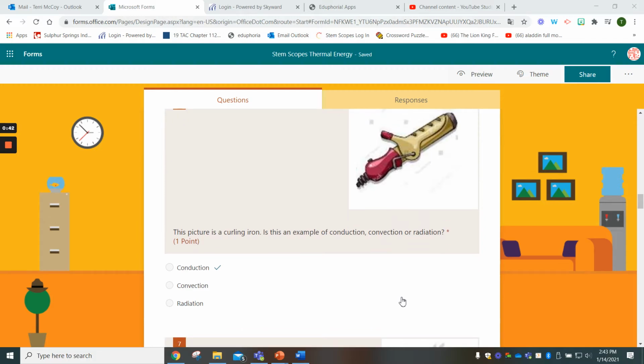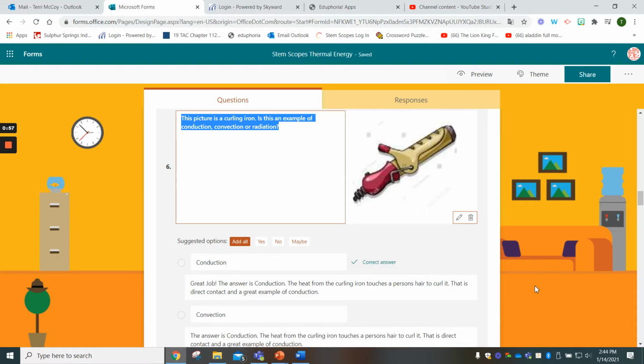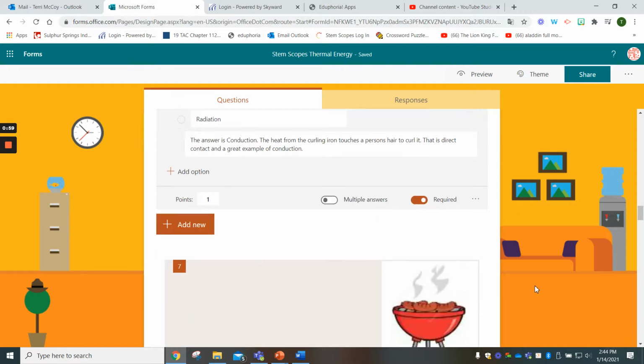Number 6, this is a picture of a curling iron. Is this an example of conduction, convection, or radiation? Well, this one is conduction, and it's conduction because the heat from the curling iron actually has to touch a person's hair to curl it. This is direct contact and a great example of conduction.